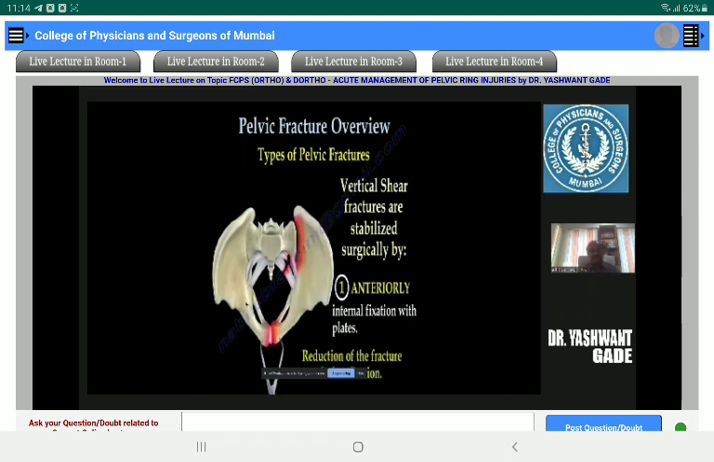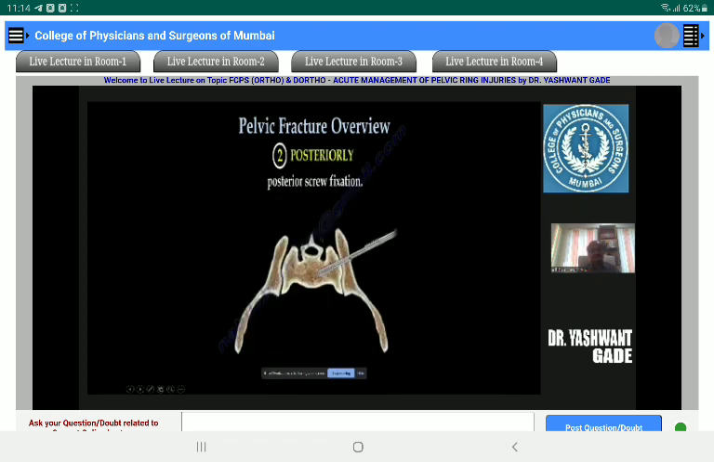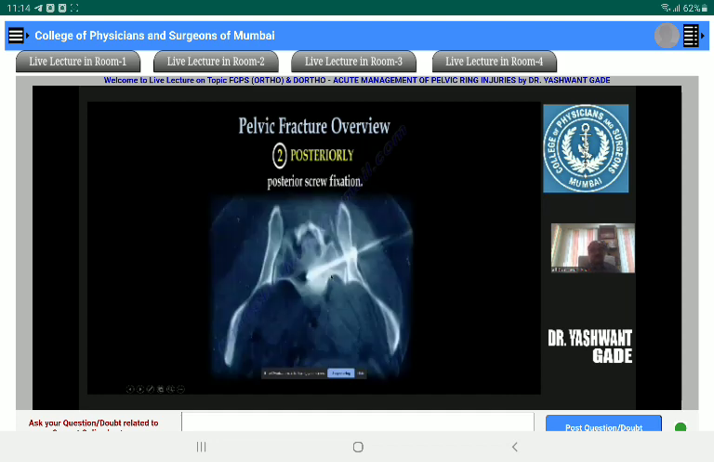Now see this reduction with the clamps, and reduction of the fracture and placement of the plate can be done. Now this is the plate which is applied on the anterior side. On the posterior side, it is usually done by fixing the sacroiliac joint percutaneously or by some open method under C-arm guidance, with placement of cancellous screws, long cancellous screws. Now this is the CT scan picture of the vertical shear fracture which was treated with a screw across the sacroiliac joint.